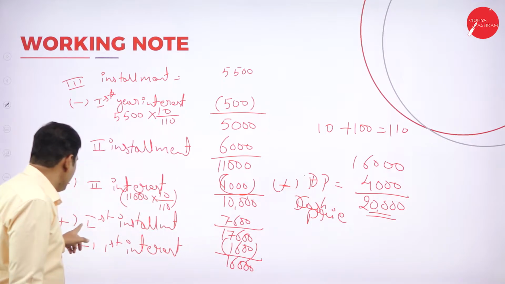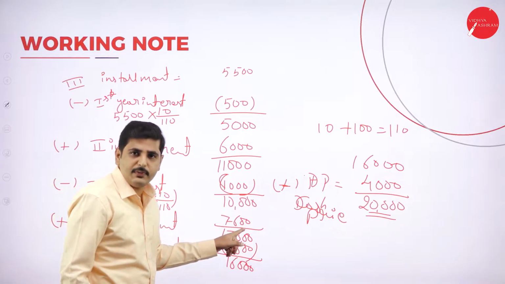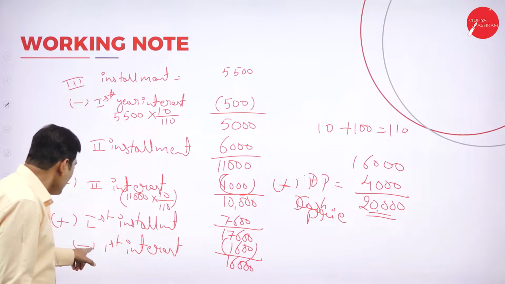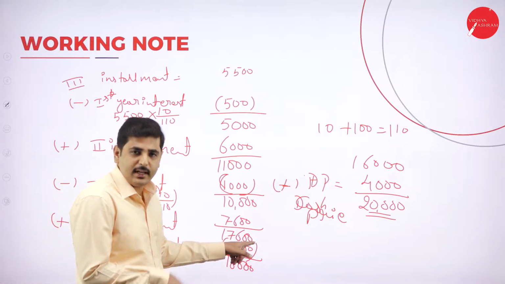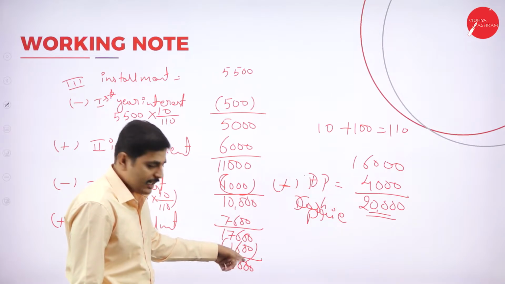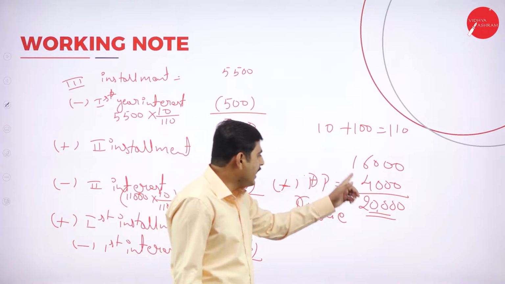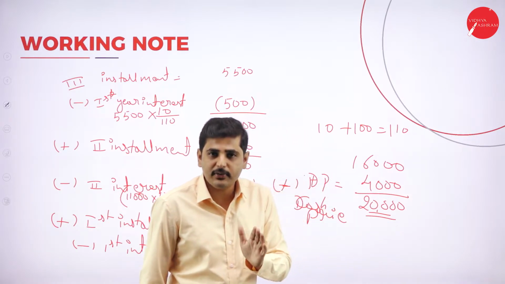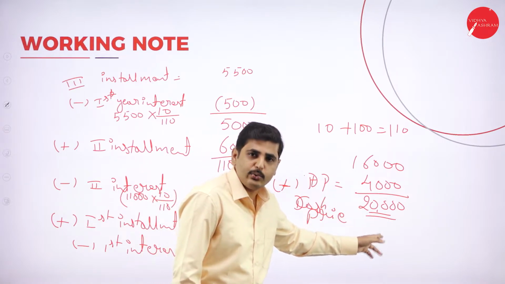Again come to the first year, add first year installment. So 7,600 is the first year installment. Deduct this interest. So minus first year interest. So how to calculate? 17,600 into 10 by 110, you will get 1,600. So ultimately you will get 16,000. To 16,000, add down payment 4,000, then you will get the cash price of the asset. So in our problem, cash price of the asset is 20,000.